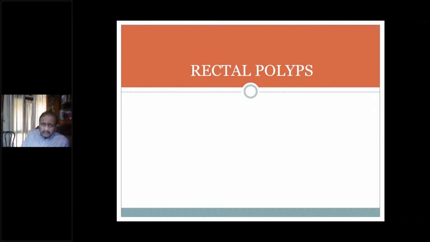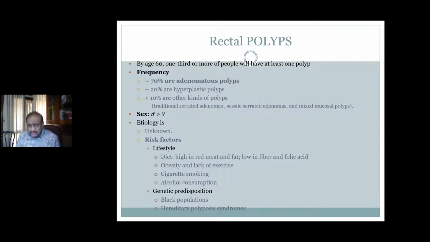Coming to the very important topic, and that's the rectal polyps. Now, what about the rectal polyps? Let's look at the figures that are available. Age 60, one-third or more people will be having at least one polyp. So these are some of the figures which are available for the polyp. The frequency, 70% are adenomatous polyps. That is again a very important figure. That's why it's been given in bold letter.